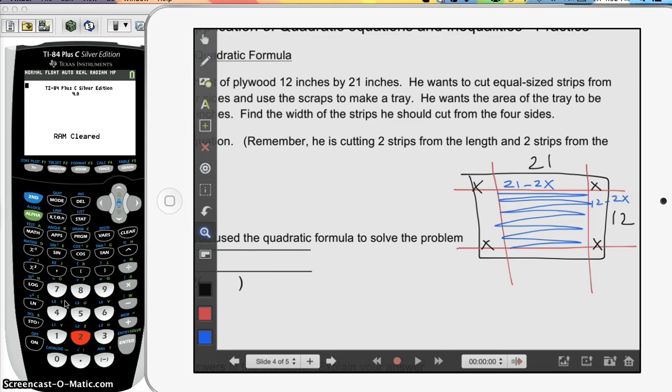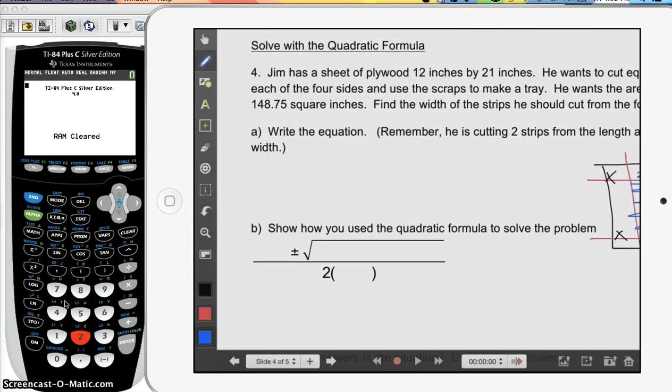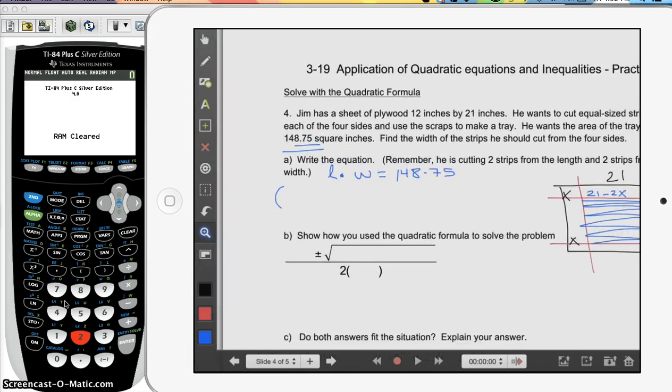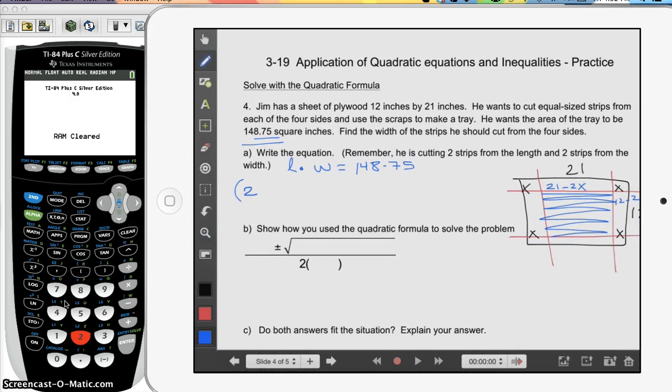So when they ask me to write the equation, I know that the L times W is going to be equal to the area that they give me, which is 148.75. So as you can see, the new length is going to be 21 minus 2x, and the new W is going to be 12 minus 2x, which is going to be equal to the area that they gave me, which is 148.75. Now, this is going to be L times W equals the area.